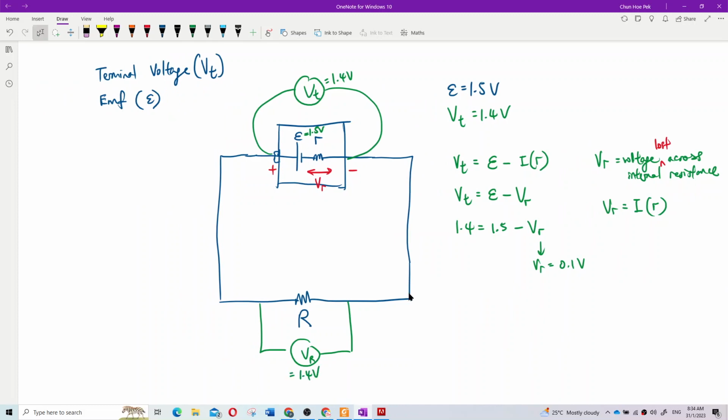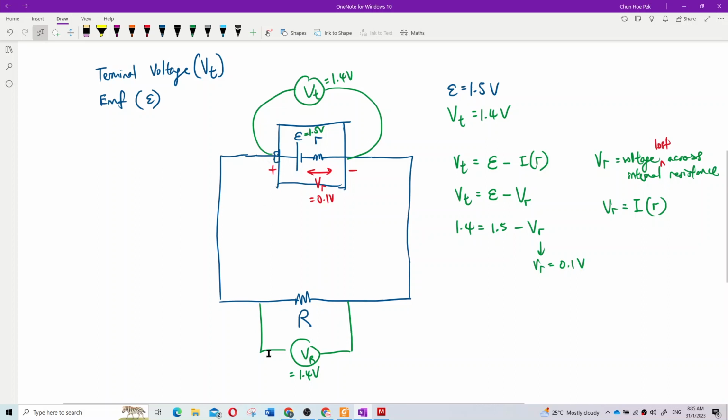1.4, understand, class? Because the battery only supplies 1.4 volt to the external resistor. So the external resistor only gets 1.4 volt. It won't get 1.5 volt because 0.1 volt is already lost through the internal resistance. So the external resistance only gets 1.4 volt.